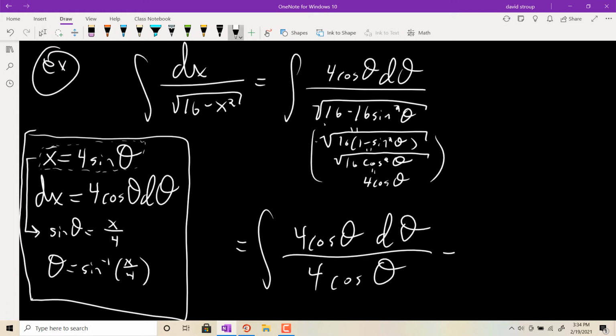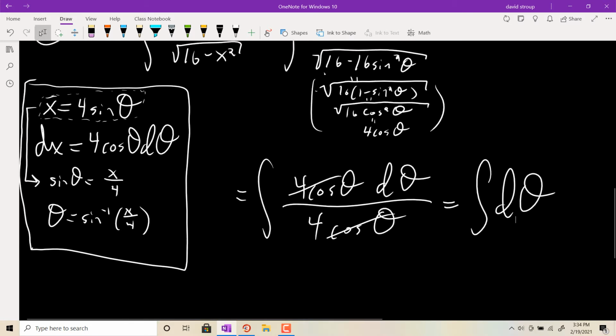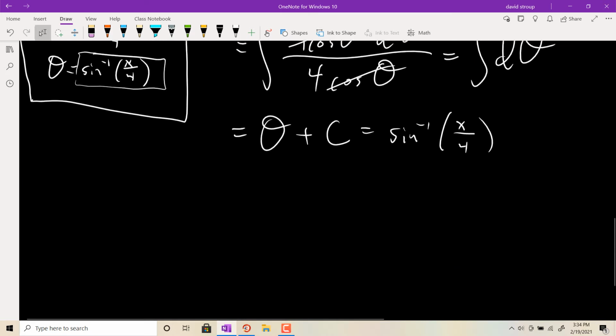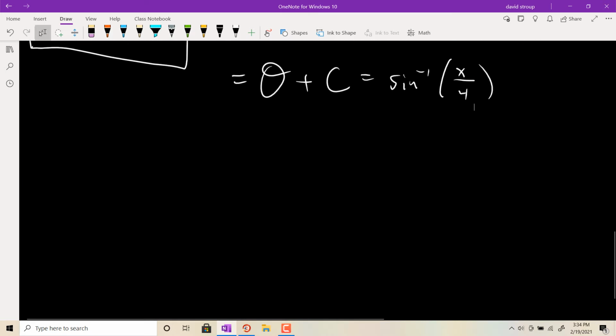And then this cancels with this, and you have the integral of d theta, and that's just equal to theta plus c. And then to get it back in terms of x, we can go over here, and theta is just sine inverse. Hey, that's the answer that I predicted: sine inverse of x over 4. Great. Let's look at one that's a little harder, and this is actually the video quiz question for this section.